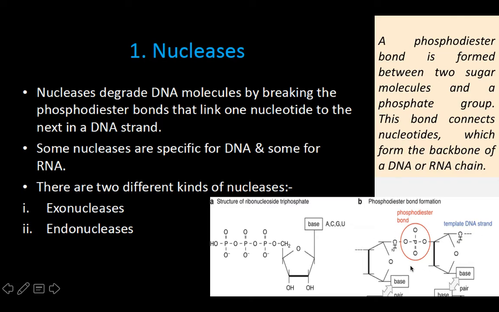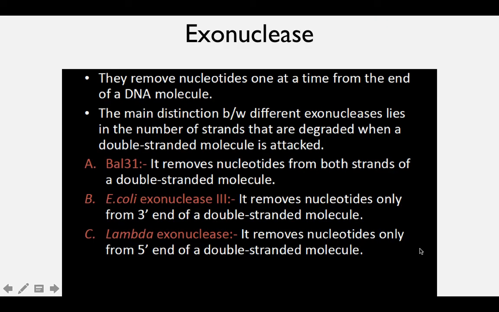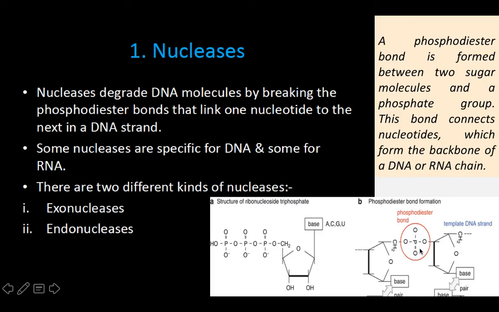There is one phosphate group and there are two sugar molecules. You are able to see, and this particular bond is known as what? Phosphodiester bond. Right? So whenever you want to cut this particular one, you require the enzyme, and these particular enzymes are known as nuclease. So what will this nuclease do? They will break this particular phosphodiester bond.